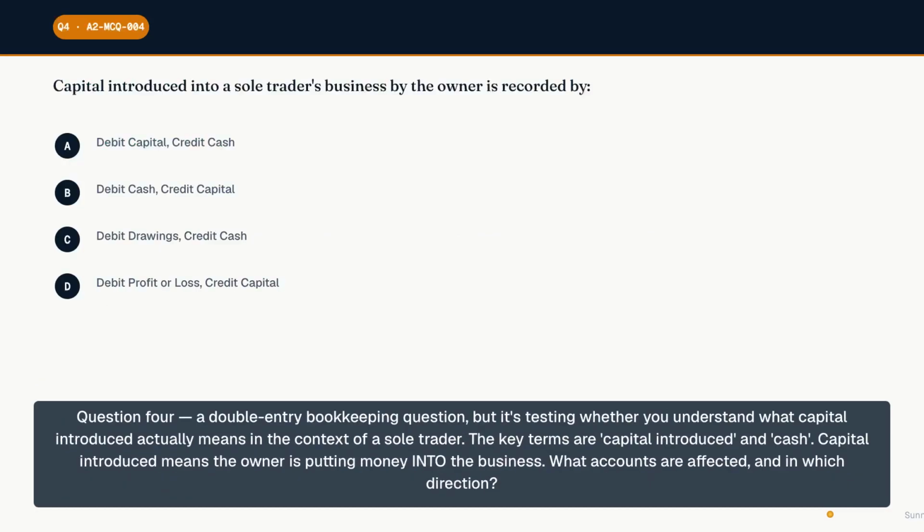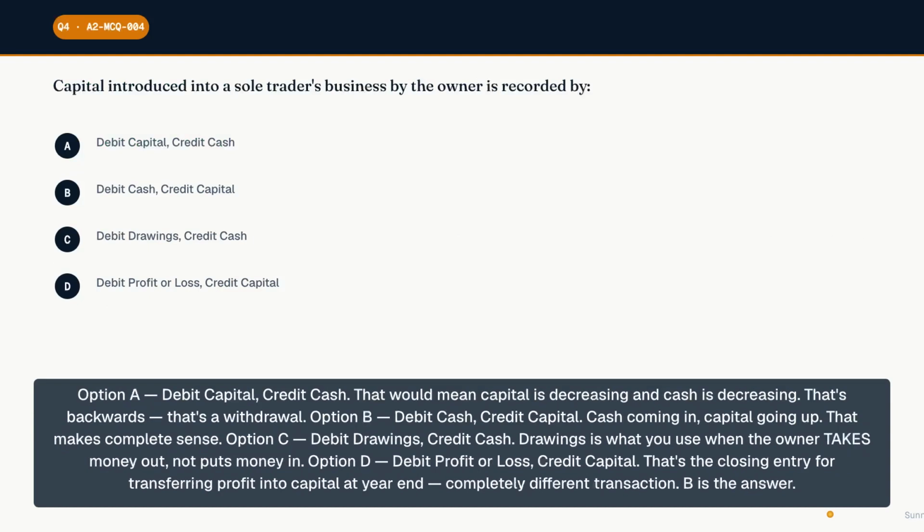Question 4, a double-entry bookkeeping question, but it's testing whether you understand what capital introduced actually means in the context of a sole trader. The key terms are capital introduced and cash. Capital introduced means the owner is putting money into the business. What accounts are affected, and in which direction? Option A, debit capital, credit cash. That would mean capital is decreasing and cash is decreasing. That's backwards. That's a withdrawal.